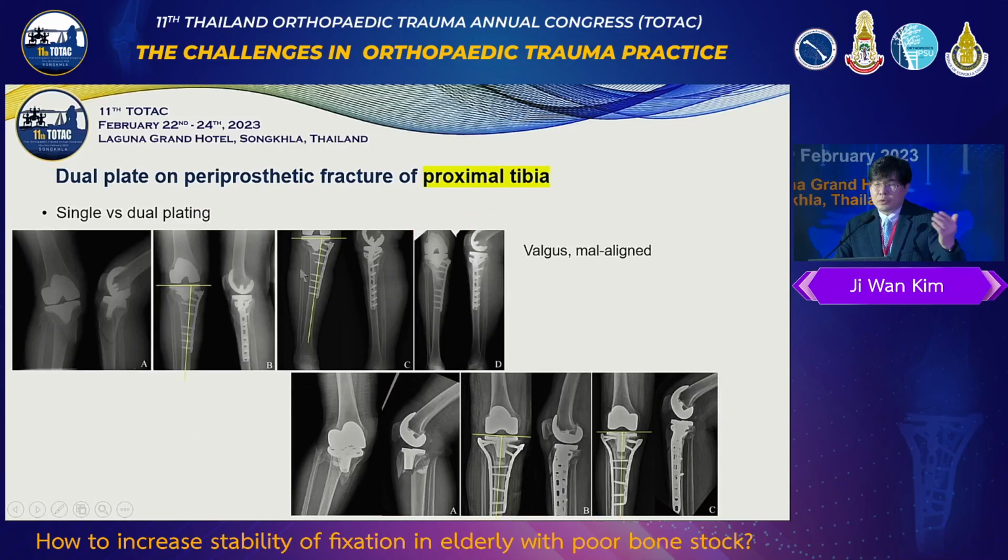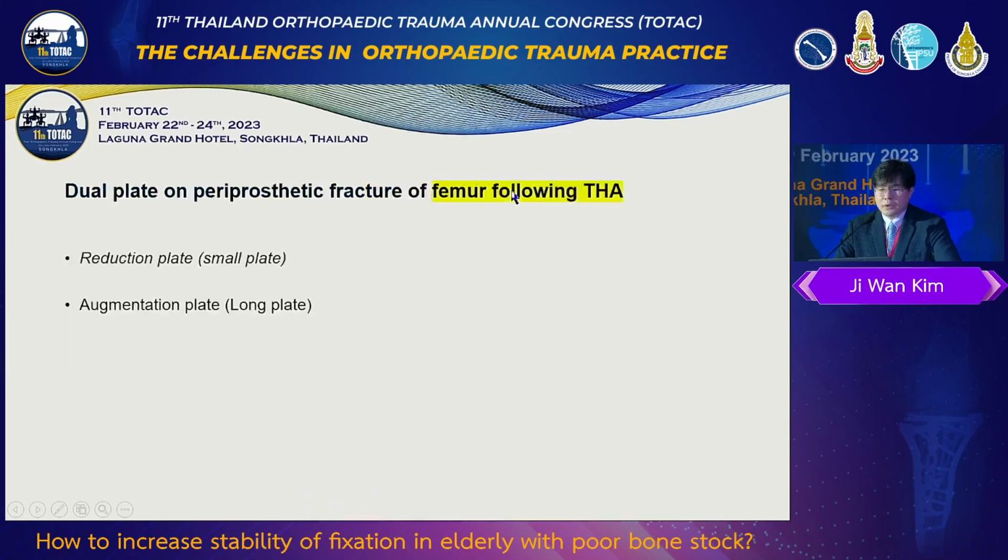You can compare the dual plate and single plate like this one. In the first case, in single plating, there is no buttress on the lateral side, so as time goes on, collapse and valgus malalignment happened. How about this dual plating? There is not enough space for the proximal part, but dual plating is holding the proximal fragment. The union is good, with bone union and well-maintained alignment. So dual plating for periprosthetic tibia fracture is very useful.